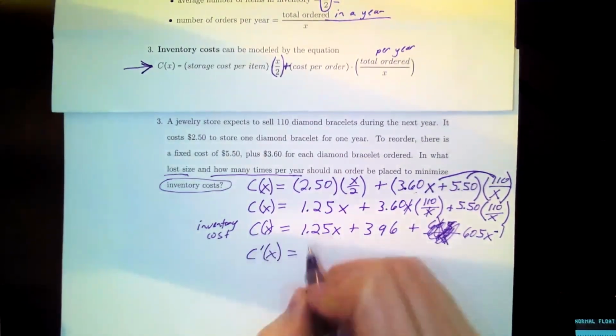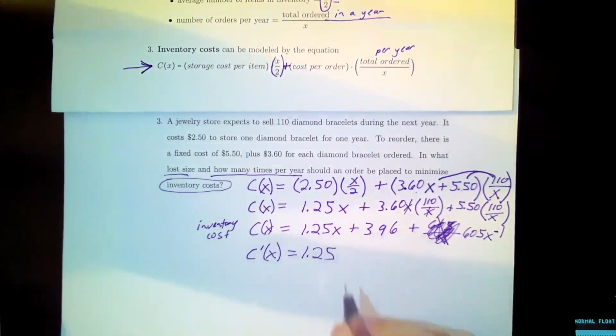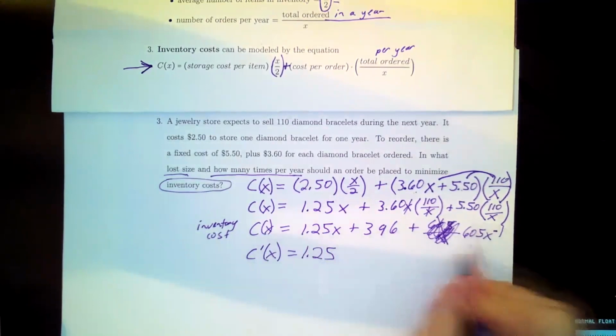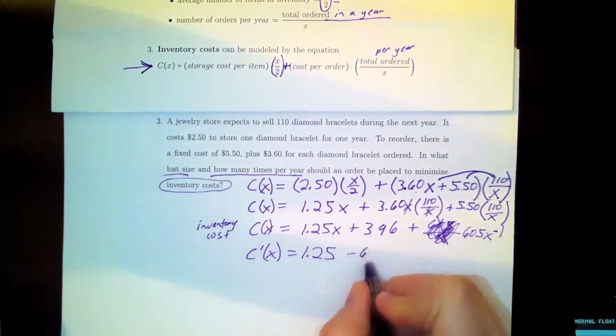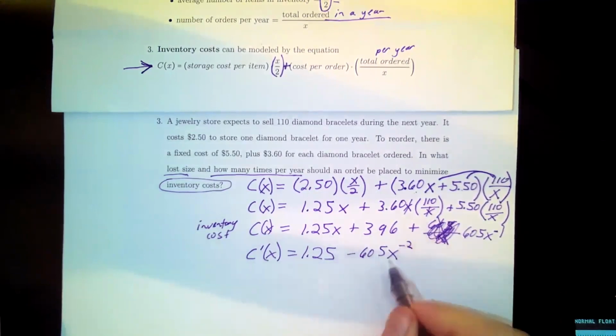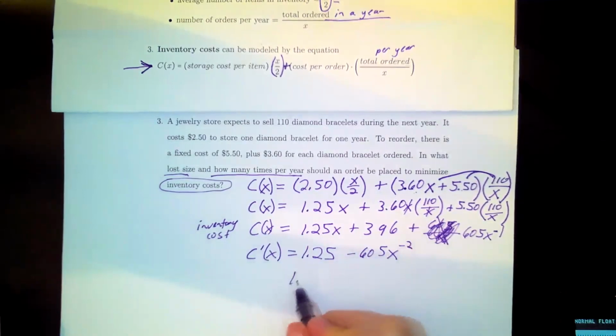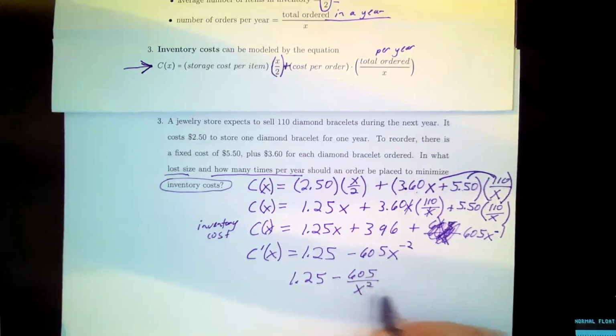The derivative of 1.25x is 1.25. The derivative of 396 is 0. And the derivative of that is a power rule. We have 605 times negative 1 is negative 605, x to the negative 2. Now that my derivative's done, you should flip that x to the negative 2 back down into the denominator. And then we're going to take this and set it equal to 0 so you can solve for x.